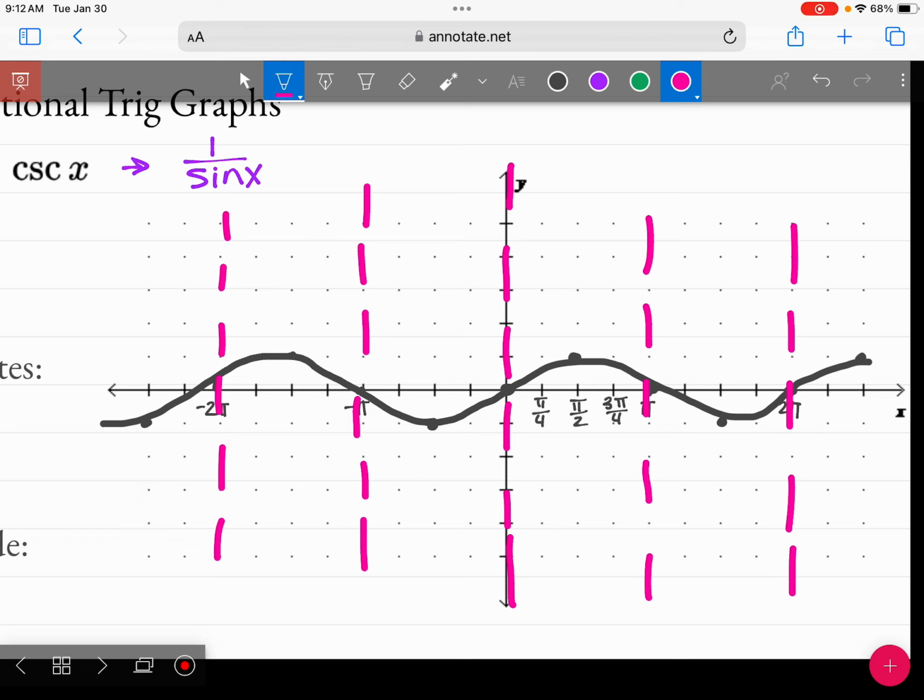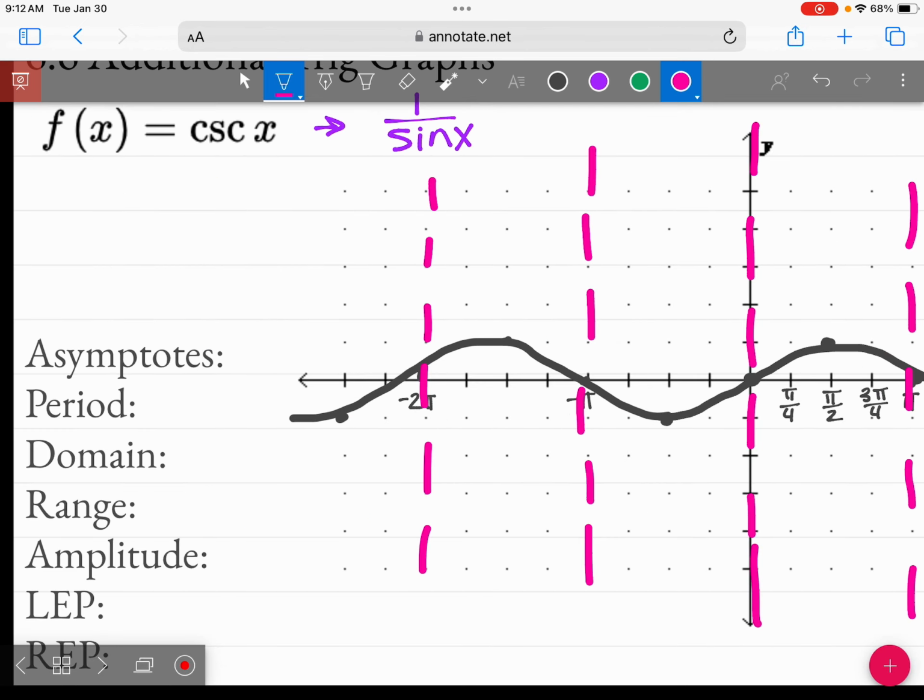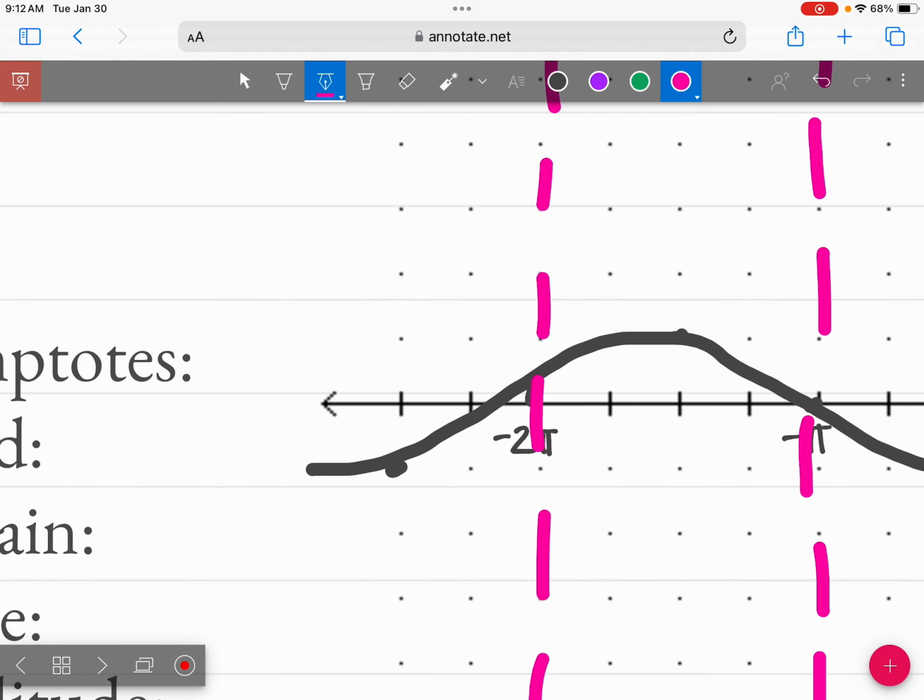What are all of these asymptotes hitting on for us on this one? Pi's. So the way we're going to list it out is we're going to say that our asymptotes happen when it's pi times some number. So we're going to say it happens at pi n. Asymptote is pi times an integer.